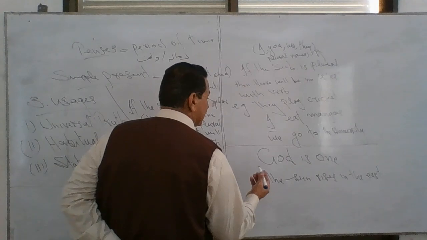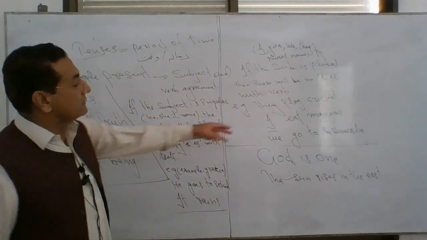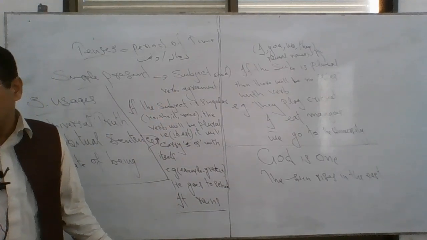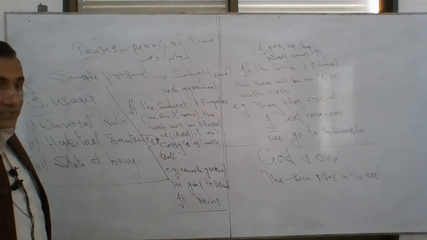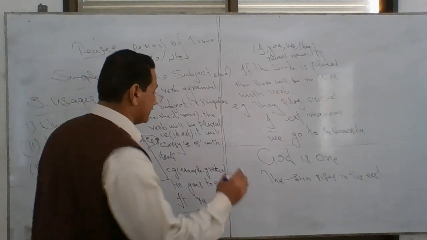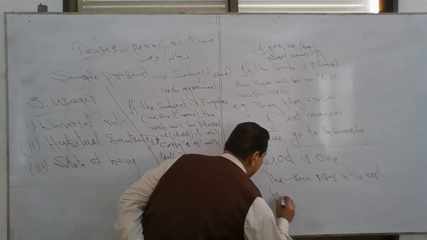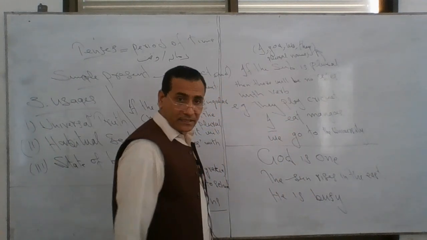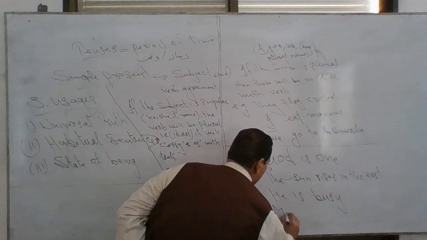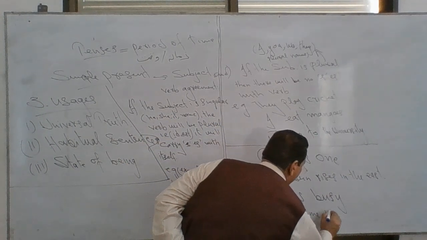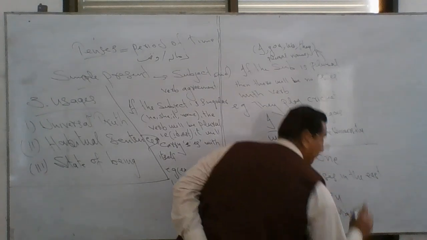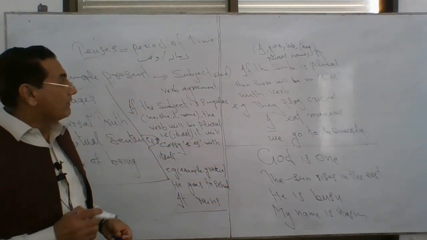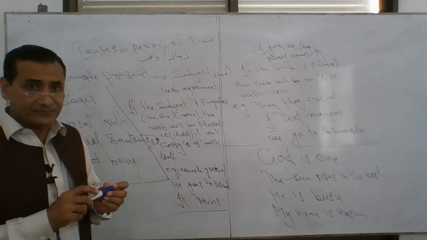And then habitual sentences. In habitual sentences, all these sentences are used. I eat mangoes daily, for example. Yes, I go to the university daily, like these things. And then, state of being sentences. For example, he is busy. Or my name is Naseem. Is it clear to you? Yes. So these are also referring to those kinds of things.